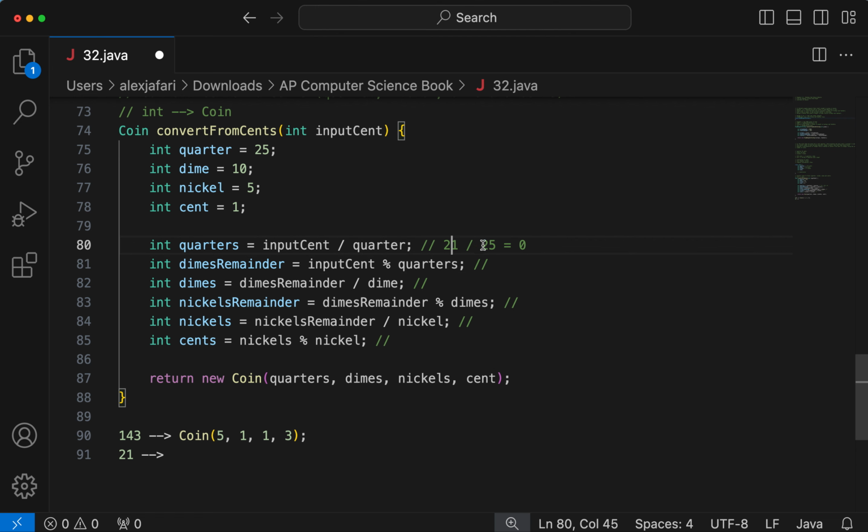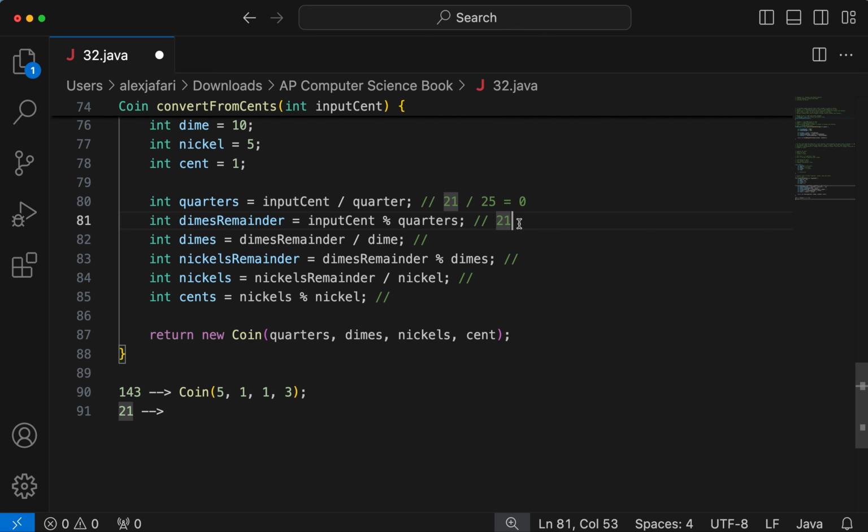What is the remainder of 21 divided by 25? 0 again. The remainder is going to be 21, right? 21 divided by 25 is 0, but its remainder is going to be 21. The reason why that works is that the way to get remainders is you multiply whatever you got by what you're dividing. So 0 times 25, what is that? 0. Exactly. So I still have 21 left.